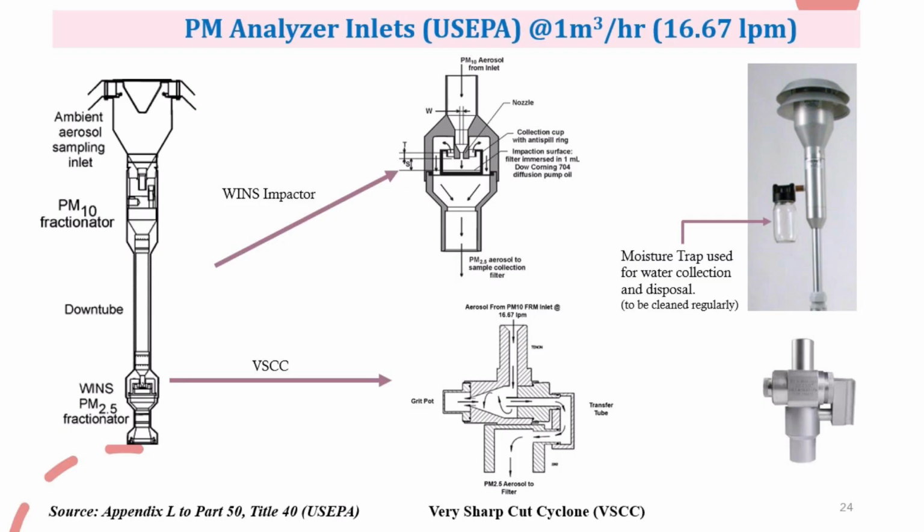You can also see a very sharp cut cyclone, VSCC, which helps us to collect the fine particles more accurately. The typical flow rate for the EPA inlet is 16.7 liters per minute, making sure we get reliable results. The image here shows a head design for official air quality monitoring.